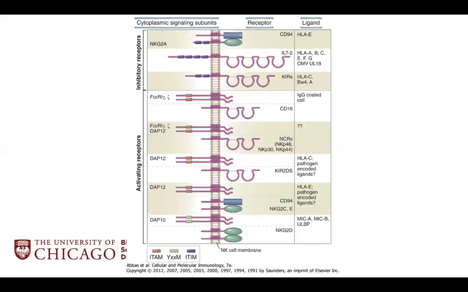Here are those receptors again, the inhibitory receptors up here, like CD94, ILT2, and KIRs. These have ITIMs in the cytoplasmic tail. And then you have activating receptors like CD16, NCRs, the KIRs, and CD94. These all have the ITAMs on the tail, all activating.